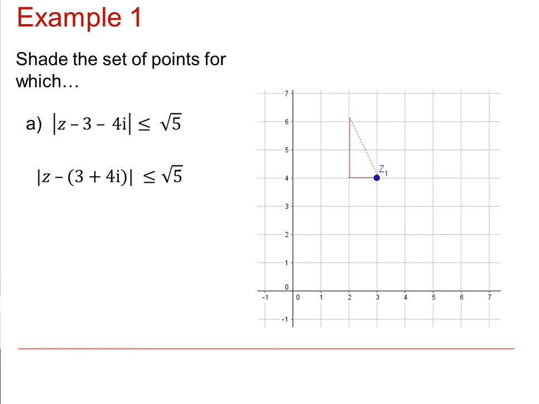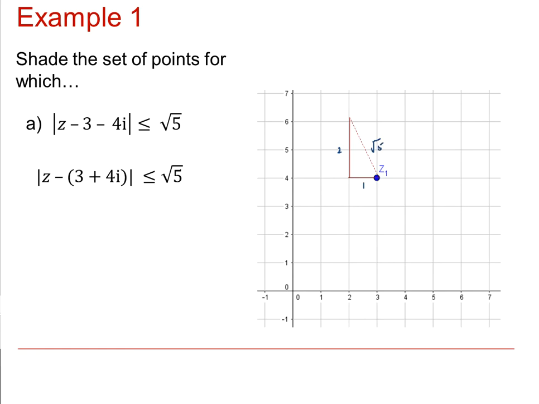root 5. Well, we've met already the locus of points where we have equal to, so equal to root 5 would be a circle of radius the square root of 5. Now, the square root of 5 we can find on our diagram by looking at Pythagoras' theorem, and we can see that we've drawn a triangle which has lengths of 1 and 2, and therefore the hypotenuse has a length of the square root of 2 squared plus 1 squared, which is the square root of 5.